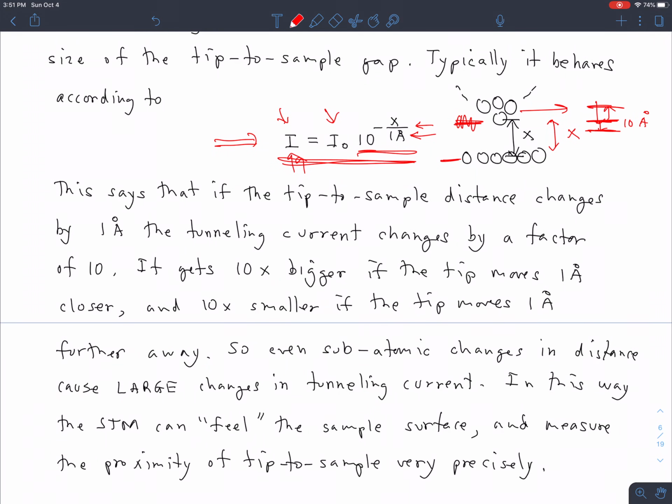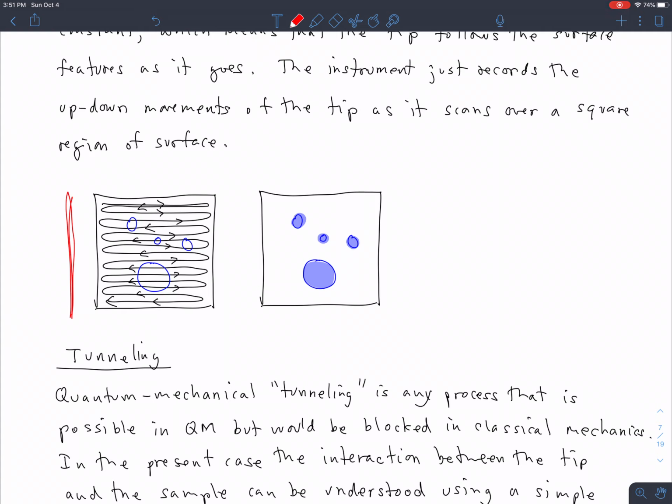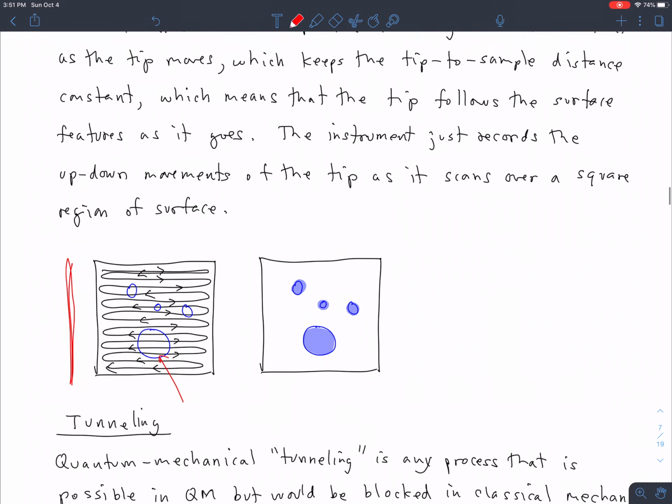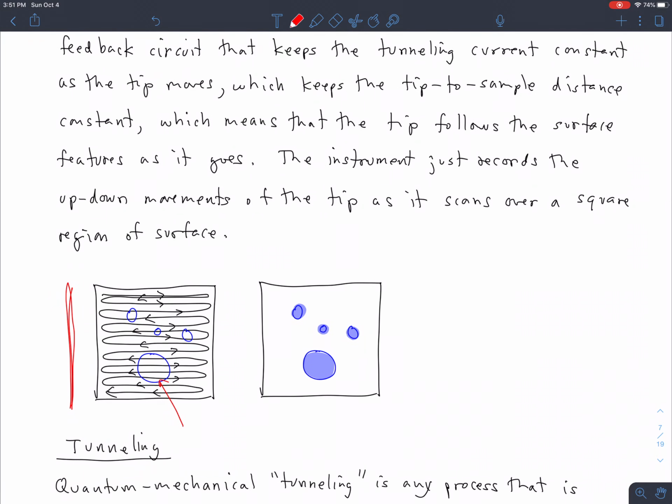All right, what that means then is that if I scan the tip over the surface, whenever there's a bump on the surface like these blue areas, then the current goes way up as the tip starts to encounter that bump. There's a feedback circuit that causes the piezo positioner to retract the sample a little bit so as to avoid a tip crash, to keep the tip away from the sample. And you record the voltages that are needed to prevent the tip from crashing. And that amounts to recording the bumps and wiggles and features on the sample.